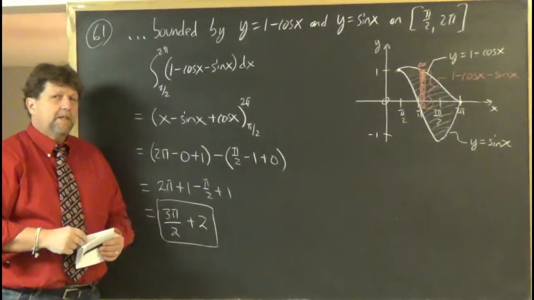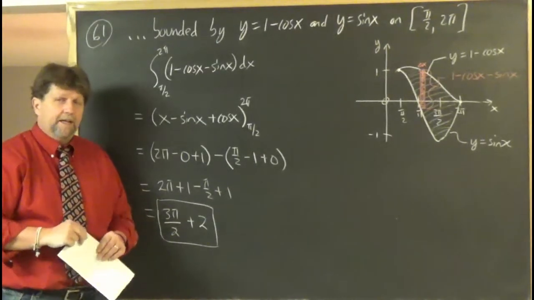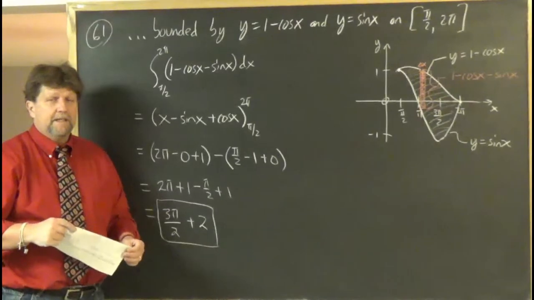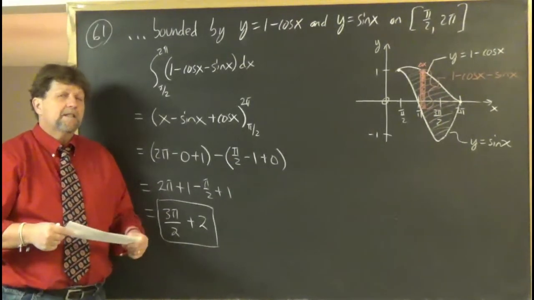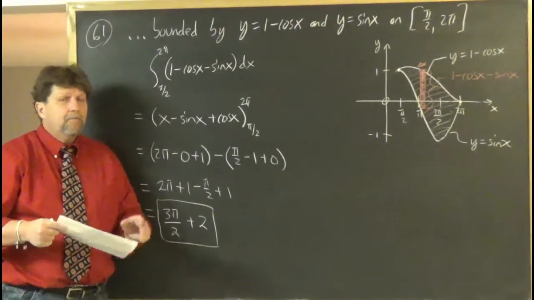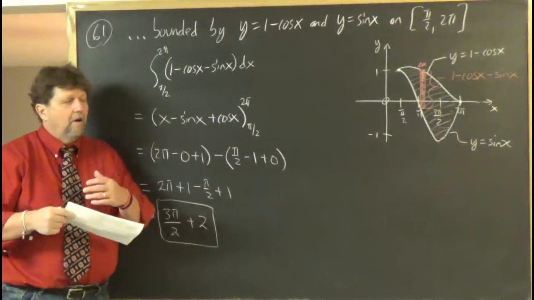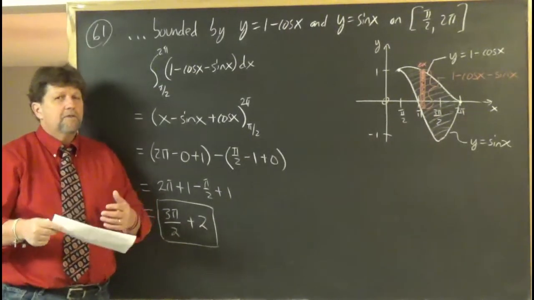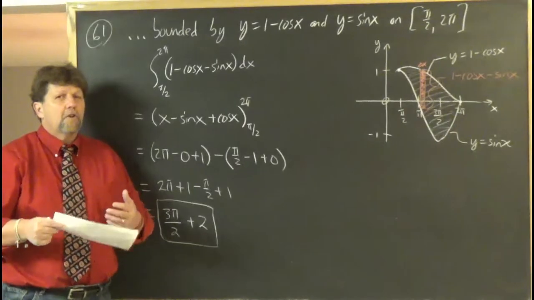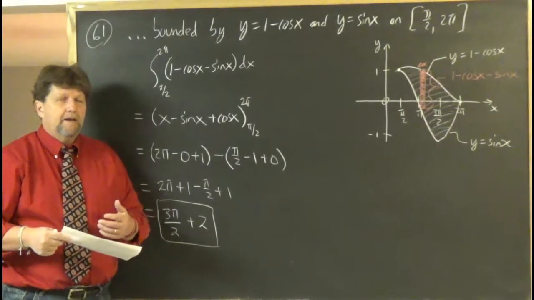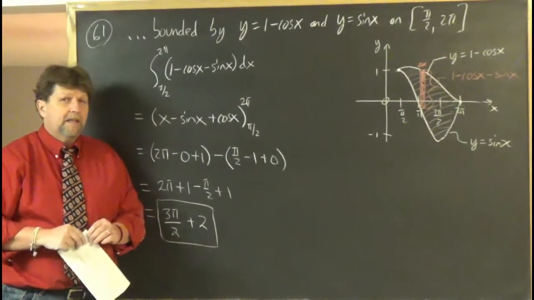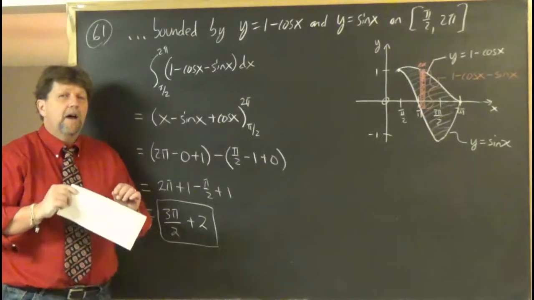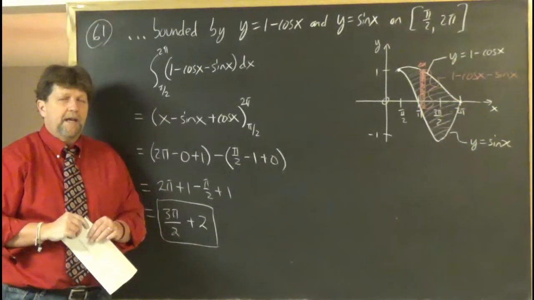That's it for number 61. So hopefully you got both those correct, 43 and 61. We're going to head back to the slides to finish off this section. You're going to see why all along so far in this section I've been stressing a vertical representative rectangle. So let's head back to the slides and see why.